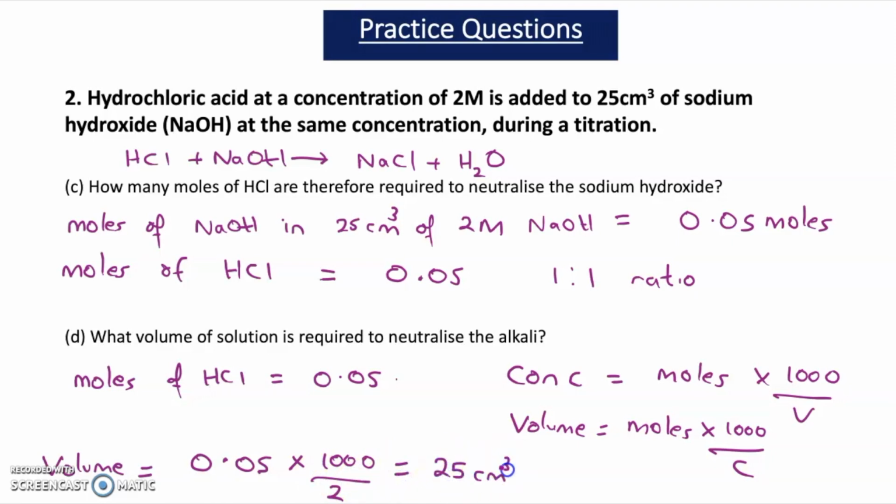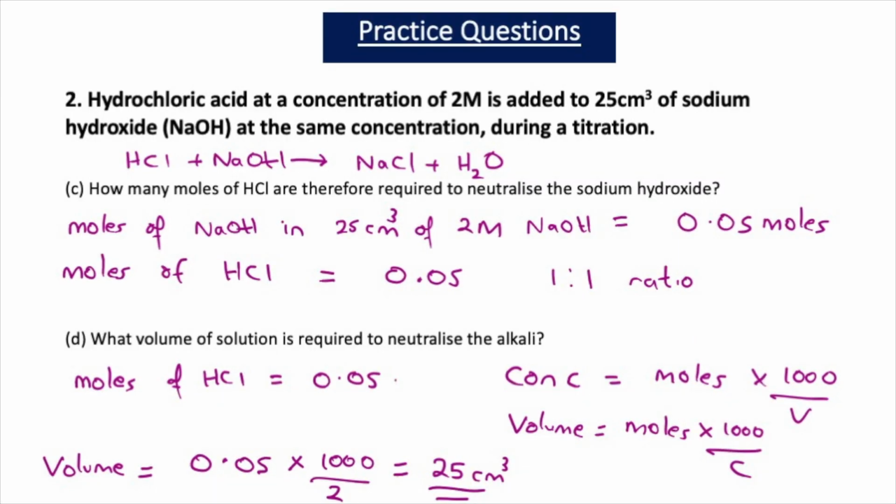Now, it should be no surprise to you that the volume is 25 centimeters cubed, because the concentration of hydrochloric acid and sodium hydroxide were the same, and because of this, and it's a 1-to-1 ratio, the volume of hydrochloric acid needed to neutralize 25 centimeters cubed of sodium hydroxide would also be 25.